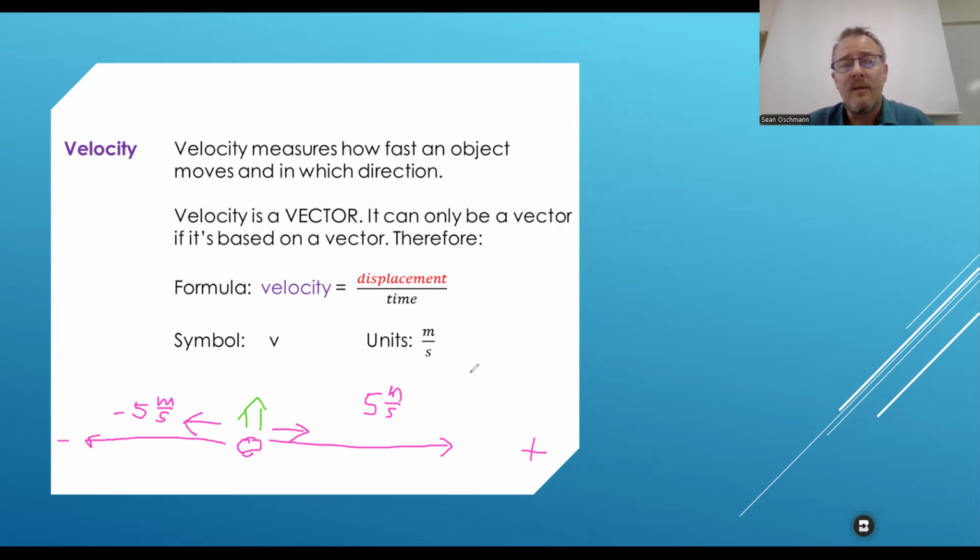So that negative or positive in front of the number, that's not how fast you are. That tells you in which direction you're going. So velocity tells you in which direction you're going. Positive velocity, you're moving in the positive direction. Negative velocity, you're moving in the negative direction.